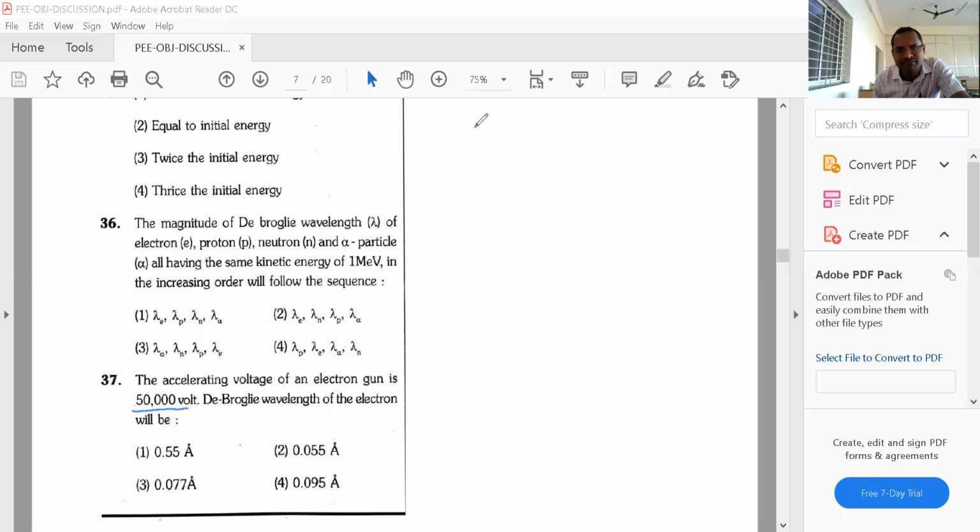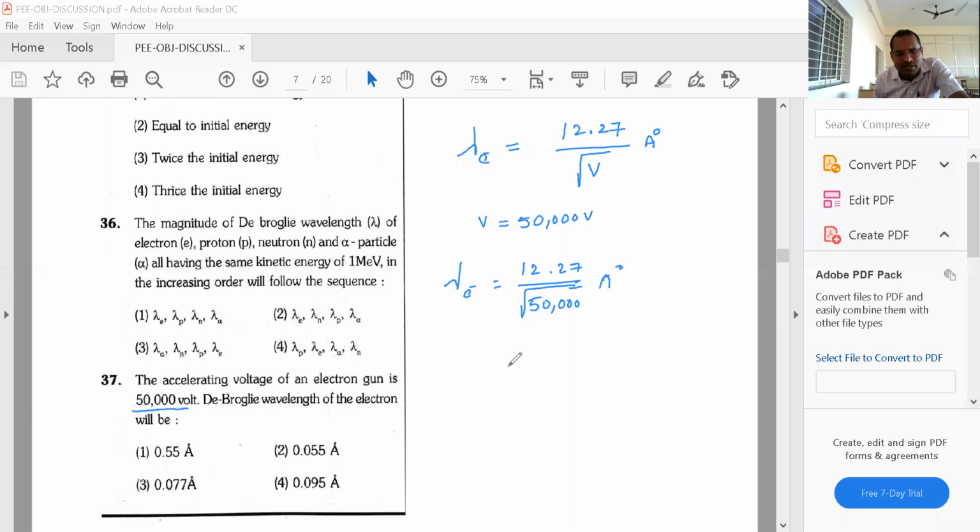We know the de Broglie wavelength of an electron is equal to 12.27 upon root voltage in angstrom. After all calculations, you have this formula. The potential difference is given as 50,000 volt. That means the de Broglie wavelength of that electron will become 12.27 upon root of 50,000 in angstrom. This calculation gives you 0.055 angstroms.